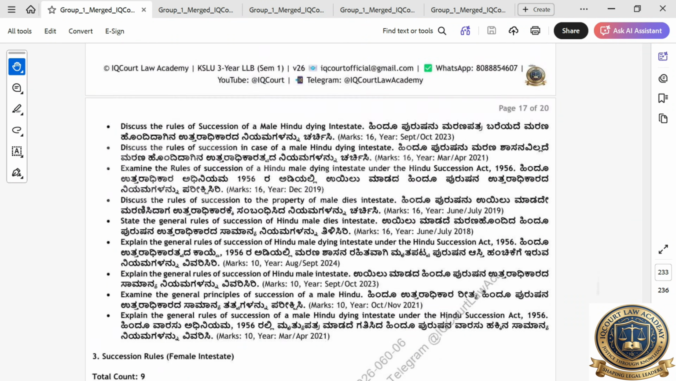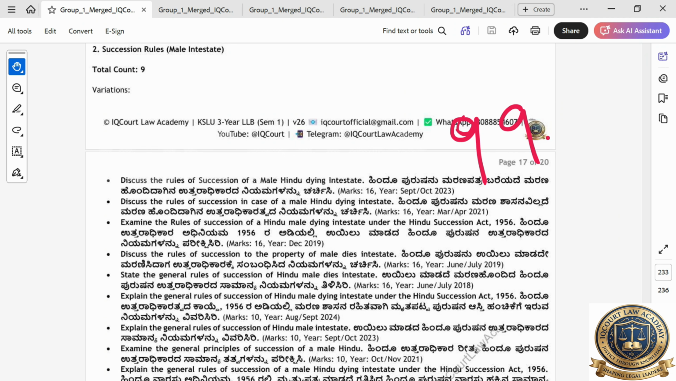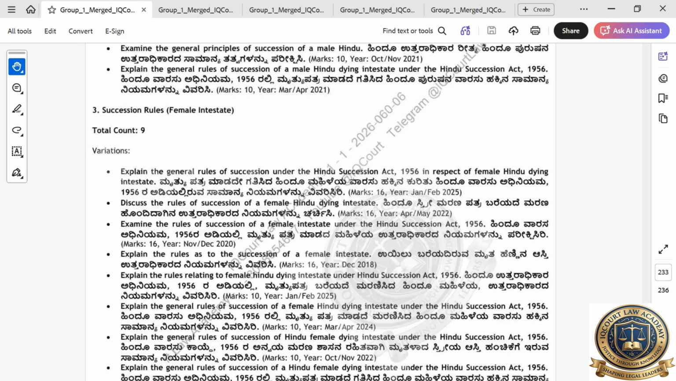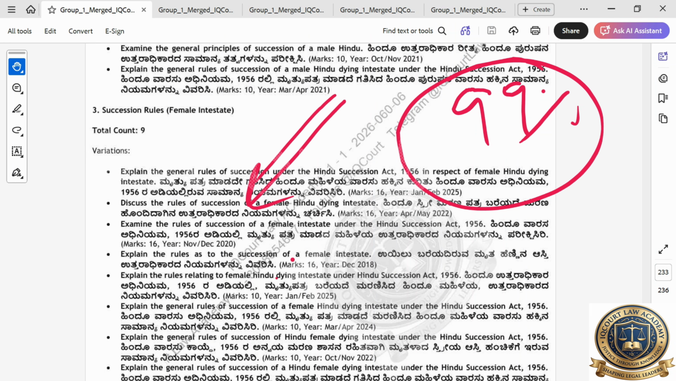This is also having 99% probability. They will ask, if they want to make the question paper tough, definitely they will ask this question. 99%, very, very important question. 200%, very, very important question.